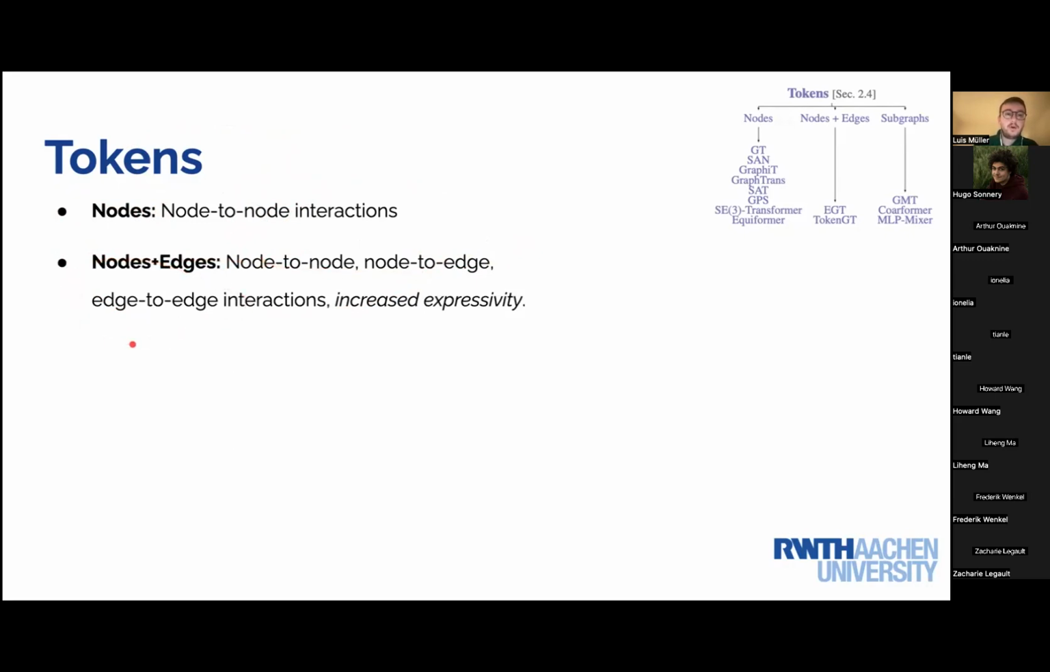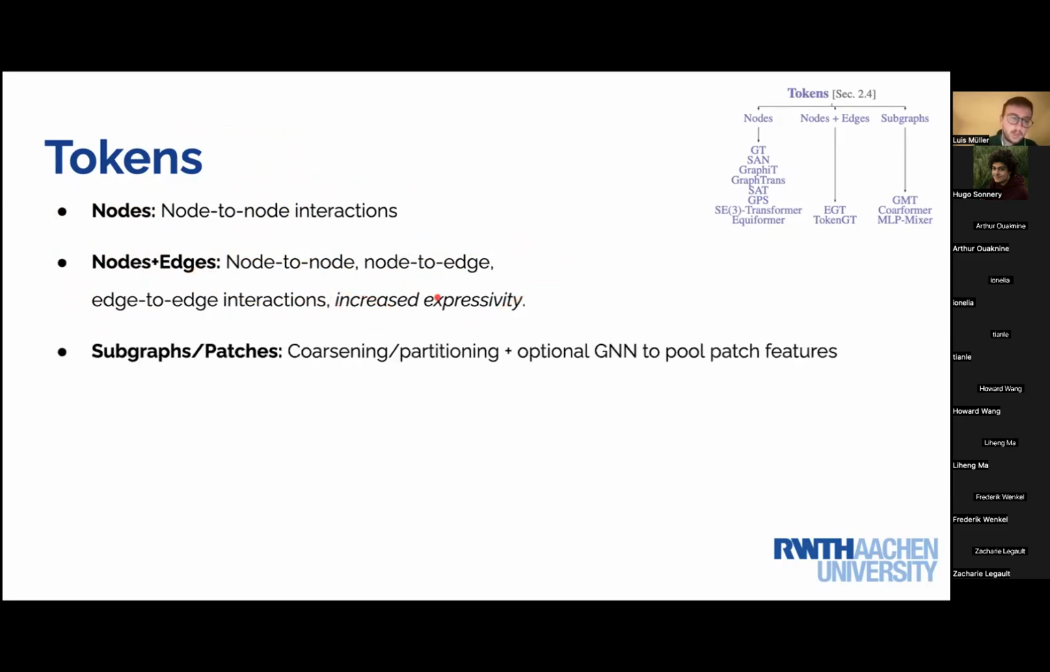And there's also a proof available that combining node and edge tokens, so also representing edges as tokens, can give you increased expressivity. And the last one I would like to mention, because it's also very close to the way that a vision transformer works, is to partition the graph into patches, or we would call them in the graph learning community subgraphs, by coarsening or partitioning the graph, and then usually also applying some kind of feature extractor on top. In the vision domain, you would maybe apply a CNN on top of the patches before feeding them into the transformer.